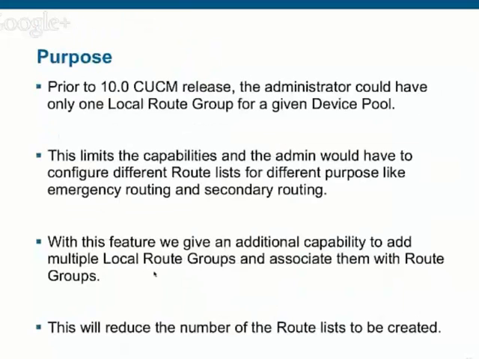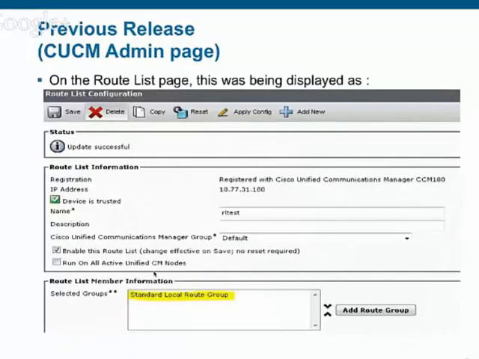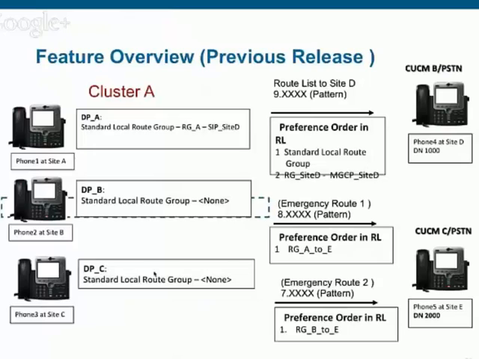So this is exactly what I was talking about. In pre-10.x, we just have one LRG, and that's at the device pool. I'm going to use LRG from now on as an abbreviation. So this is how it looks: we have a single local route group, and you define a route group, and then you associate it to a device pool. And this is how you put it under the route list: while you're configuring the route list, you select Standard Local Route Group, and that's it.